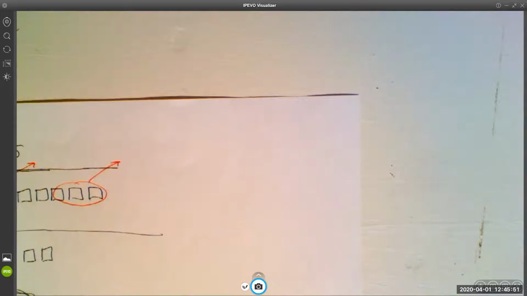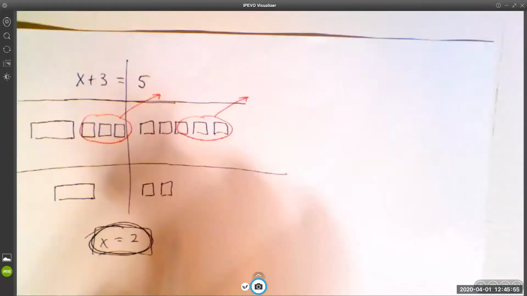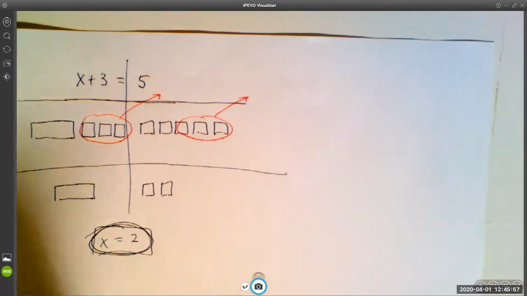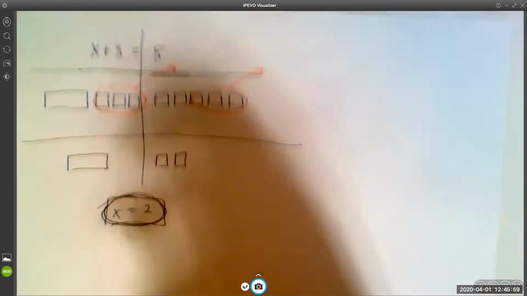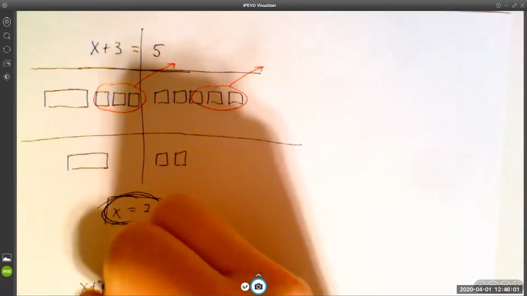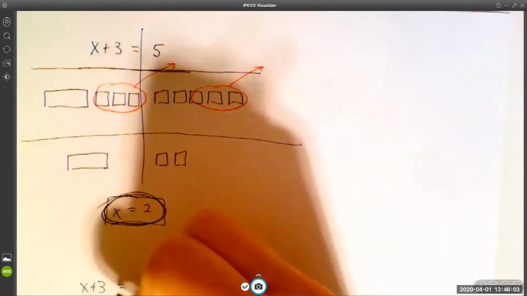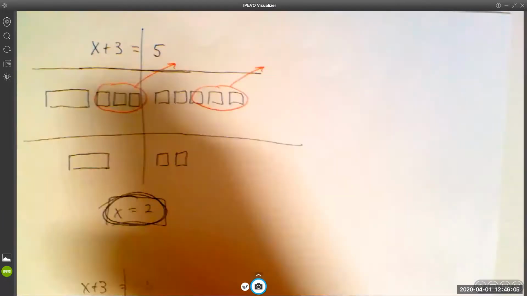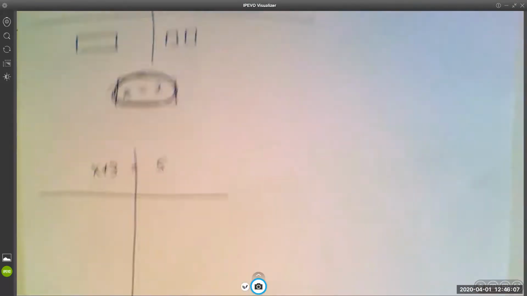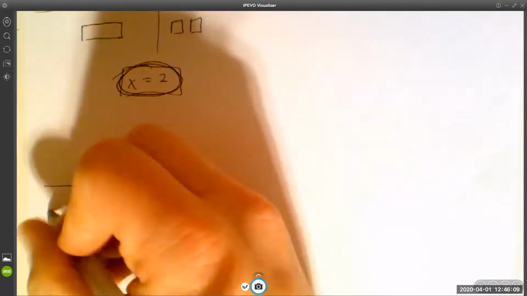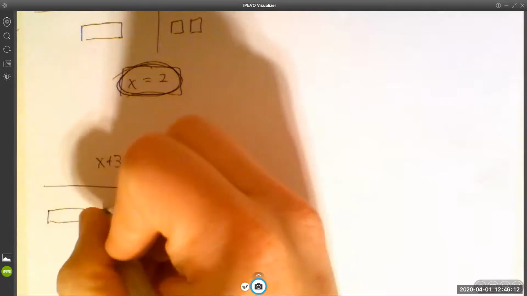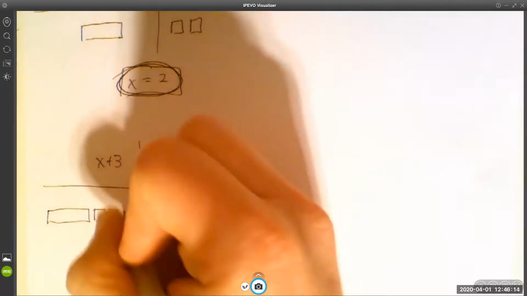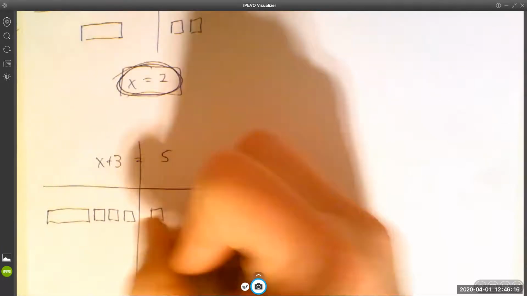If I were to draw out the adding the opposite model, it would look very similar. Let me get my tiles off the page so I have room to draw. So let's do x plus 3 equals 5 again. So again, I would start off drawing x plus 3 and then 5 on the other side.